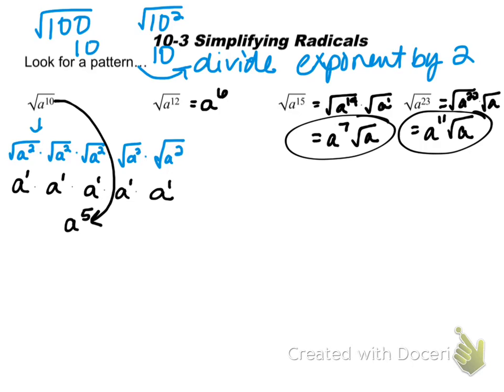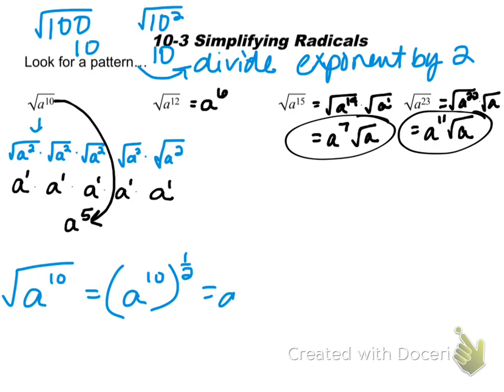And the reason why you do that is because when you take the square root of something, so a to the 10th, the square root of that is really the same thing as a to the 10th raised to the 1/2 power. And if you remember, when you take a power to a power, you multiply. 10 times 1/2 is 5. So a to the 5th power. So that's kind of why that is.